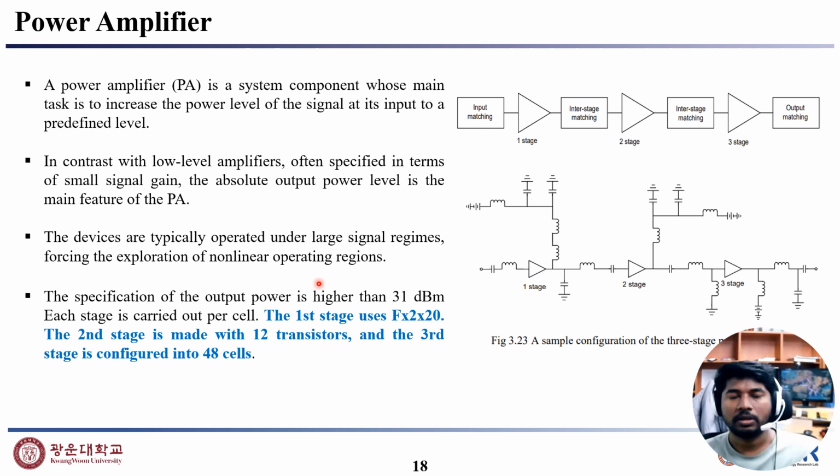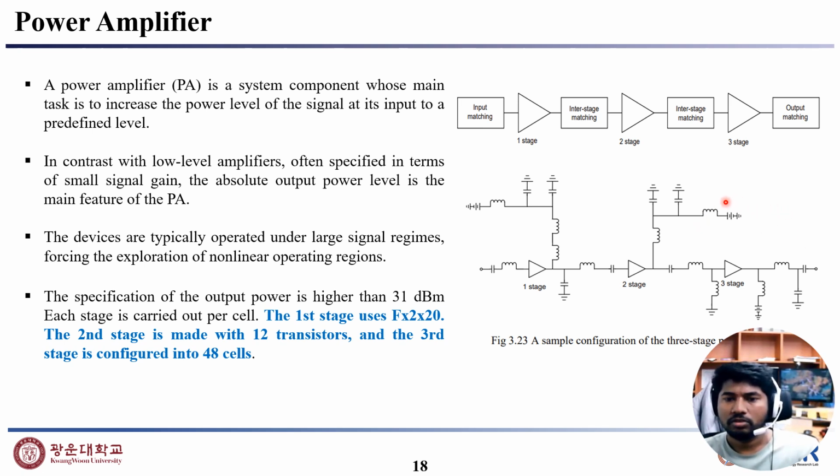So what is a power amplifier? A power amplifier is a system component whose main task is to increase the power level of the signal at its input to a predefined level. In contrast with a low level amplifier, often specified in terms of small signal gain, the absolute output power level is the main feature of a power amplifier. The devices are typically operated under large signal regime, forcing the exploration of the non-linear operating region.